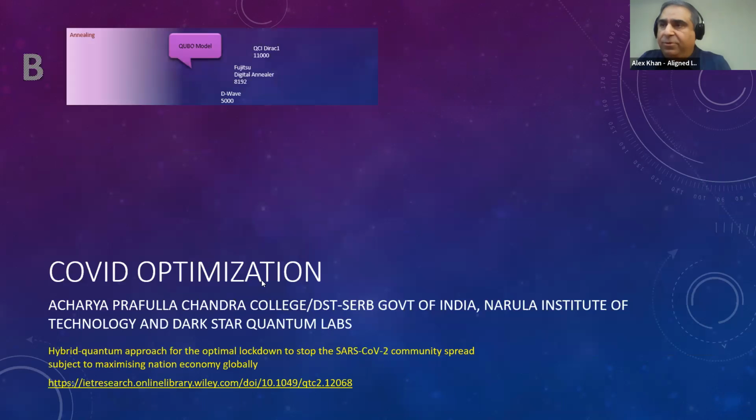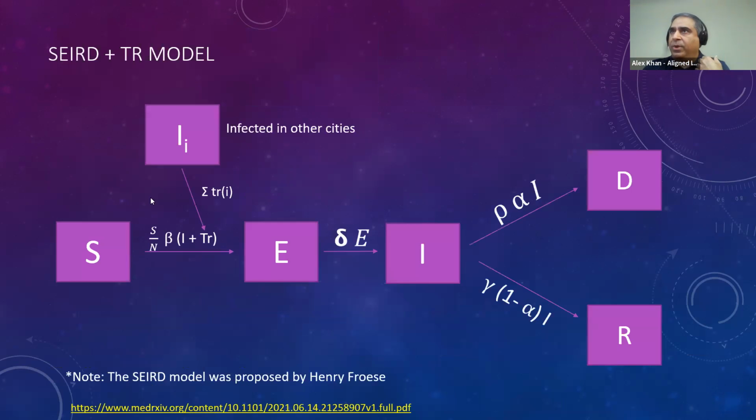Okay, so another example is COVID optimization. Again, we're still working with the D-Wave annealer at 5,000 qubits. Those problems can be solved in these as well, but different systems have their own errors and intricacies that you have to be able to work with. So here we looked at the SIR model, which is susceptible, and then I is infected, and then R is recovered, but then we had to also put in D for death.